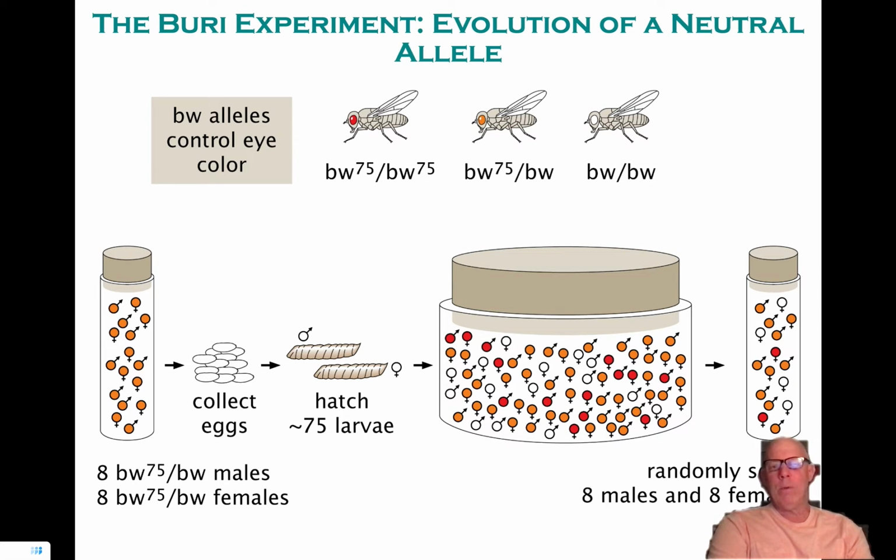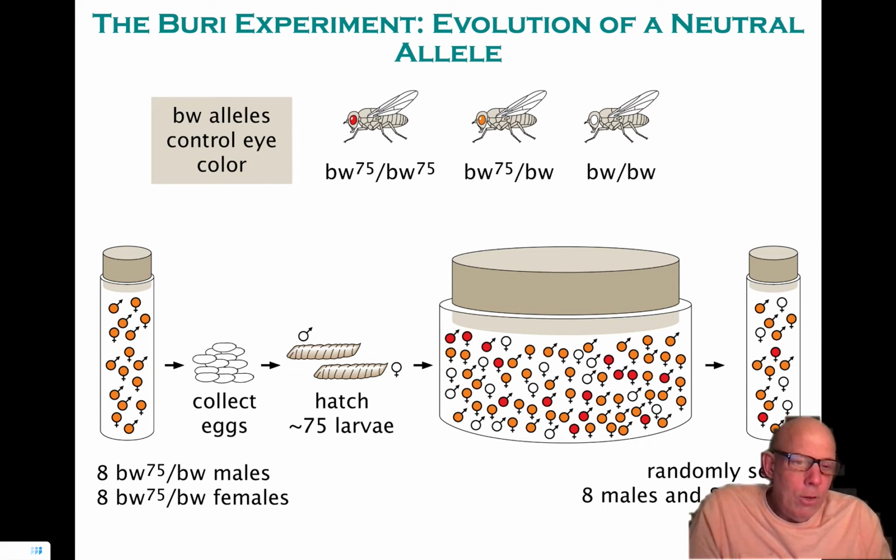And what he would do is he would collect eggs, and then he would hatch the larvae and then collect randomly 8 males and 8 females from the next generation. And you see that over on the right-hand side. And what I want you to note is that although there are still a lot of oranges left, there's now a couple of whites and there are a couple of reds. What does that mean? It means that those offspring, by random chance, got either 2 white or 2 red alleles. That's very deep and very interesting.